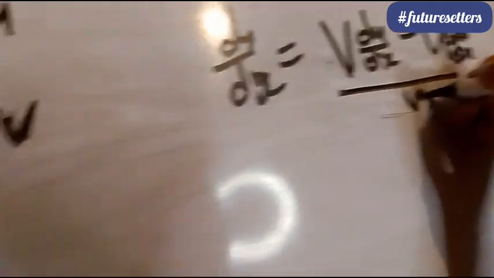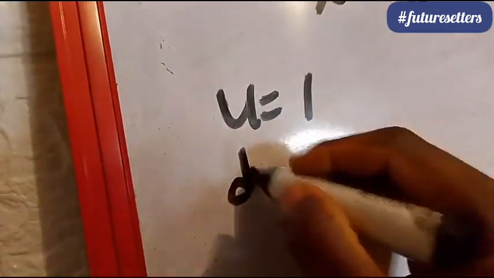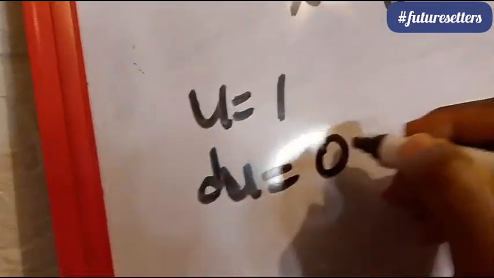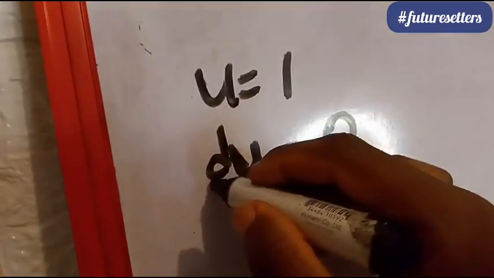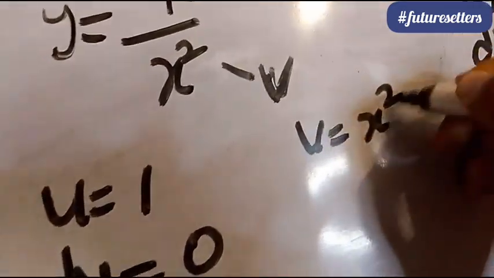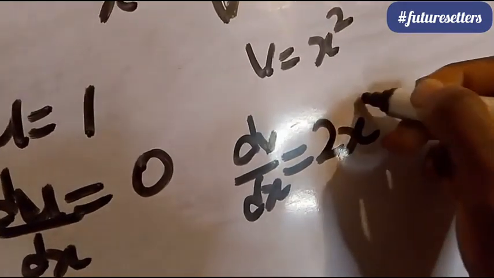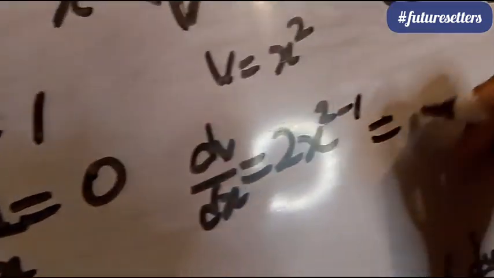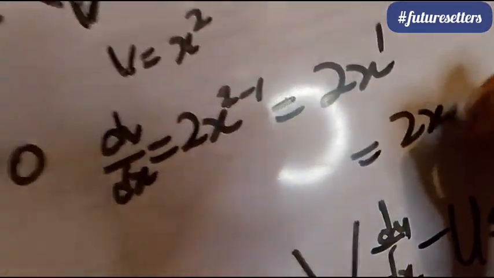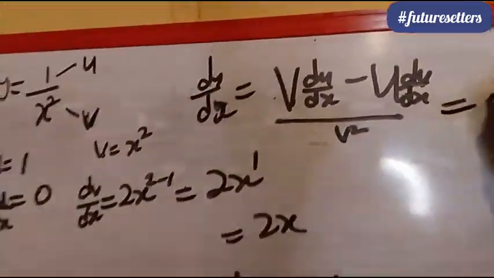Now in this case where you have u to be 1, like I said, anytime you differentiate a constant, it will give you 0. So we have differentiated u, du/dx will give us 0. Now we have v equal to x squared. If v is equal to x squared, dv/dx will give us 2x raised to power 2 minus 1, which is 2x raised to power 1, 2x. Now we have gotten dv/dx to be 2x, we have gotten du/dx to be 0. So we place it into the formula now.